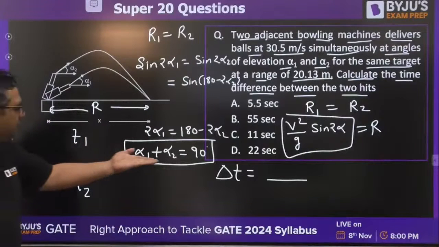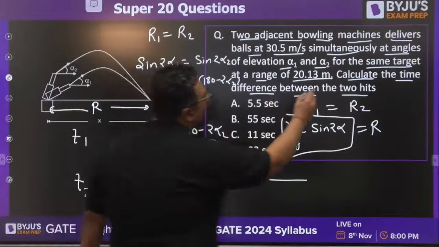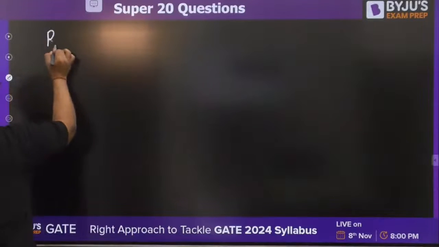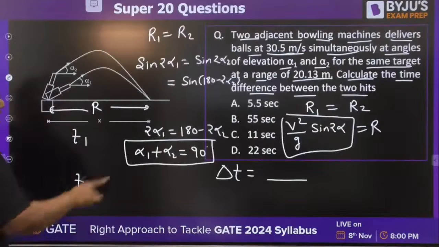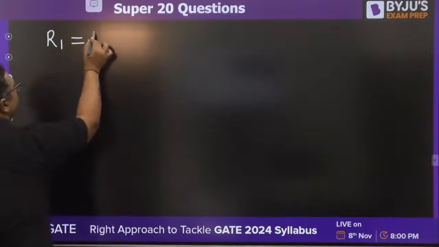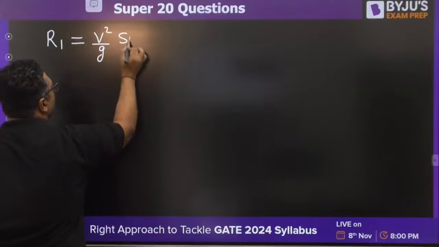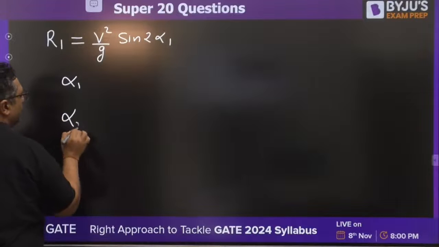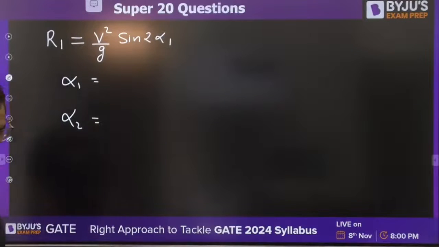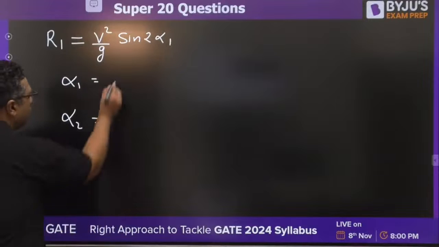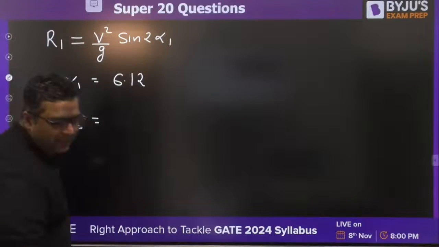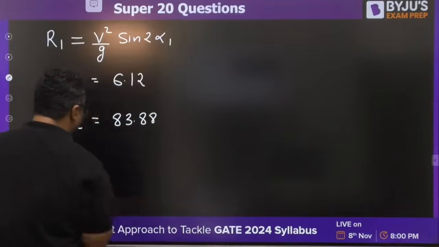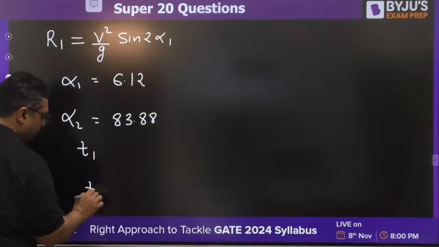So guys, after getting this relation, you can see they have given you the value of velocity as well as range. So you will put the value of range. R1 is equal to, you can see the formula we have applied, V square by G sine 2 alpha 1. When you put this range value, you will get alpha 1 value to be 6.12 and alpha 2 is 90 minus 6.12, so 83.88.